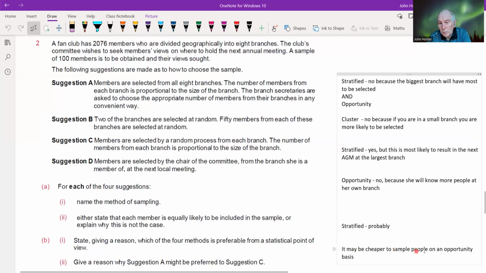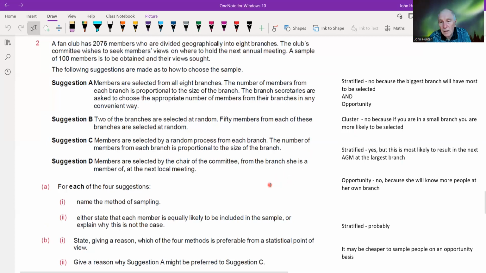So give a reason why suggestion A might be preferred to suggestion C. It may be cheaper to sample people on an opportunity basis. As far as I can see, that's the method. A lot of these things are subjective, if I'm honest, and I think the questions on these can be quite difficult for that reason.